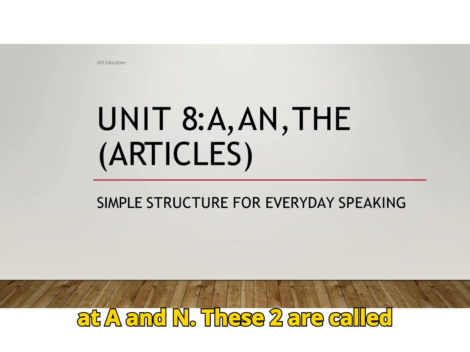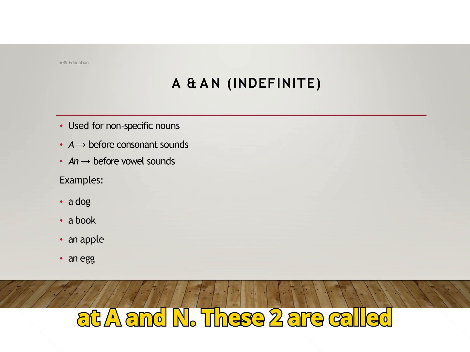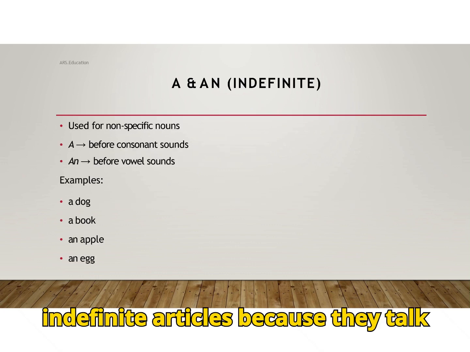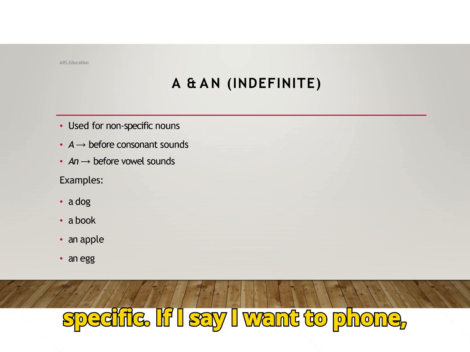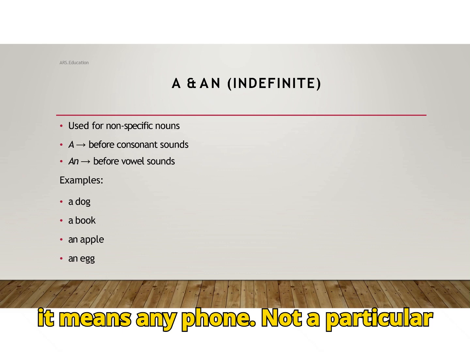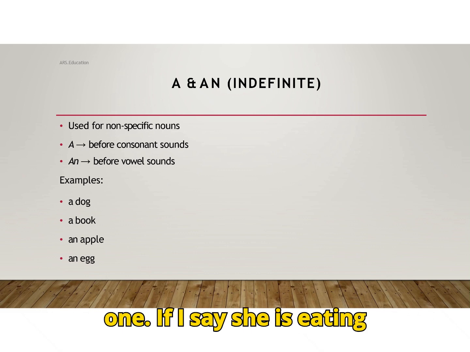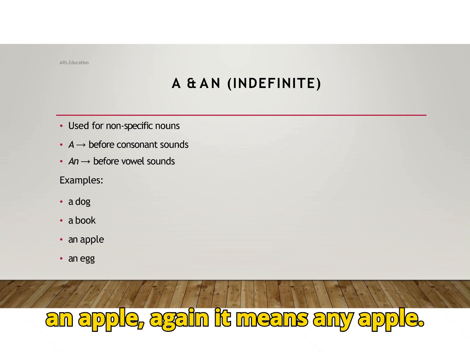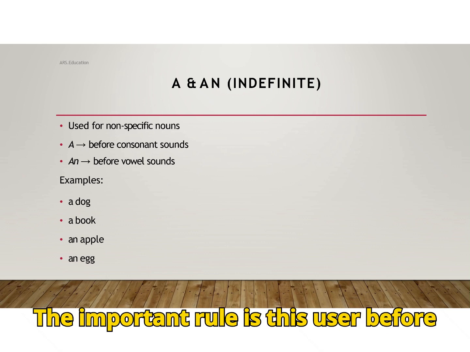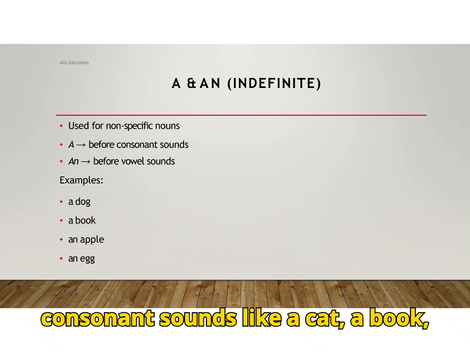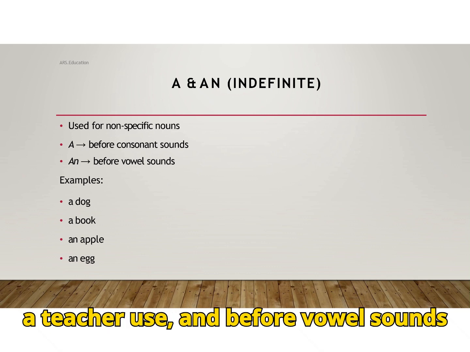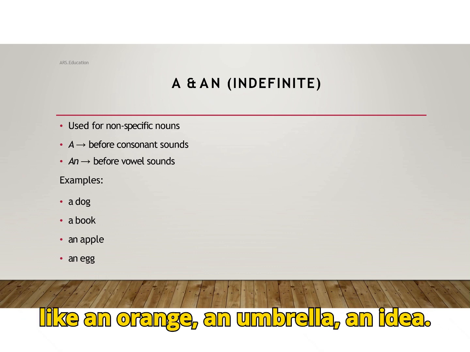First, let us look at a and an. These two are called indefinite articles because they talk about any one thing, not something specific. If I say I want a phone, it means any phone, not a particular one. If I say she is eating an apple, again it means any apple. The important rule is this. Use a before consonant sounds like a cat, a book, a teacher. Use an before vowel sounds like an orange, an umbrella, an idea.